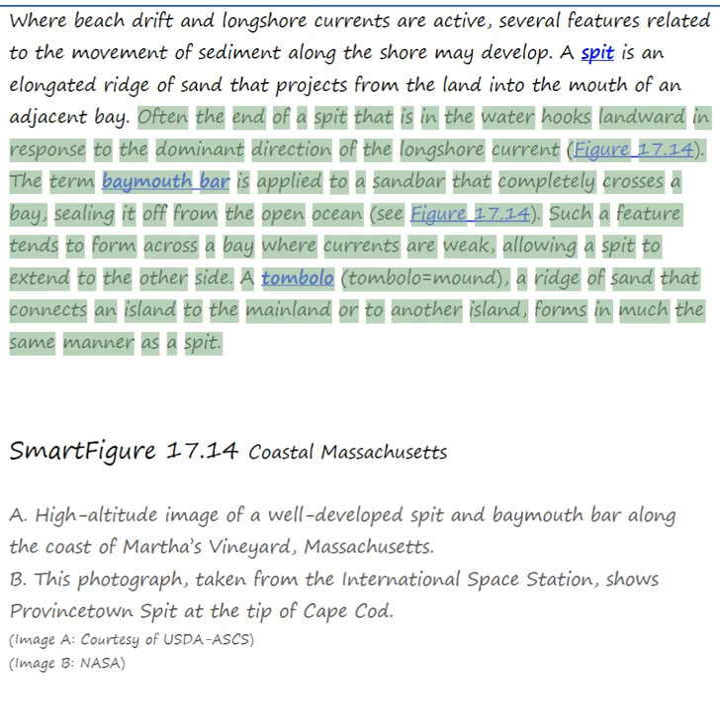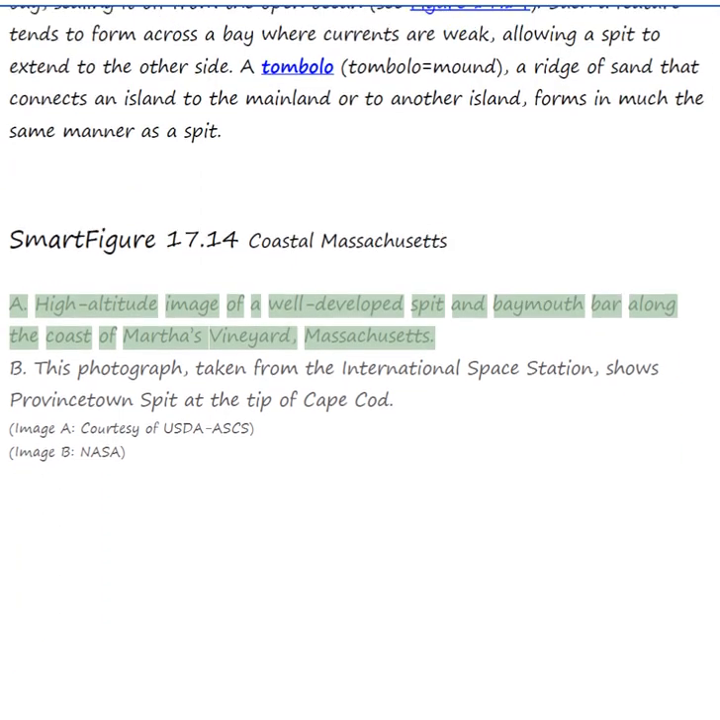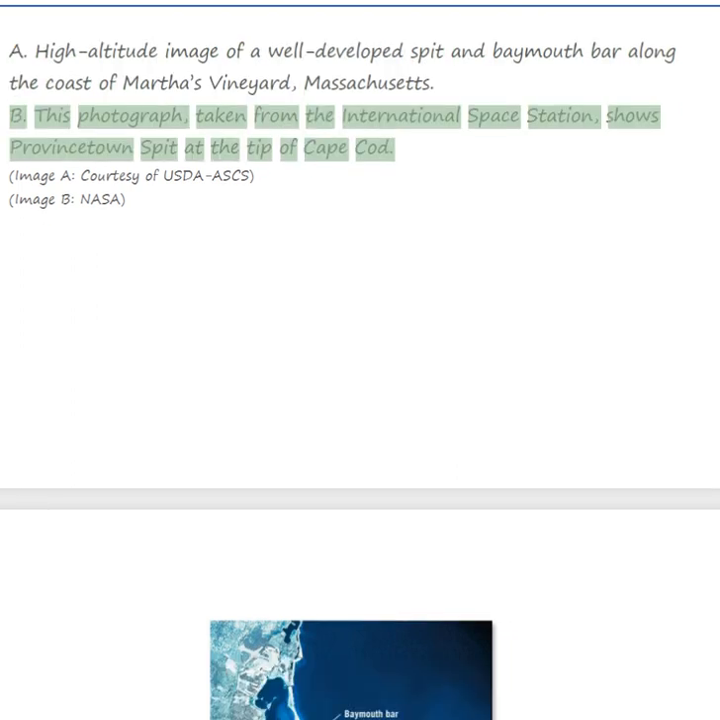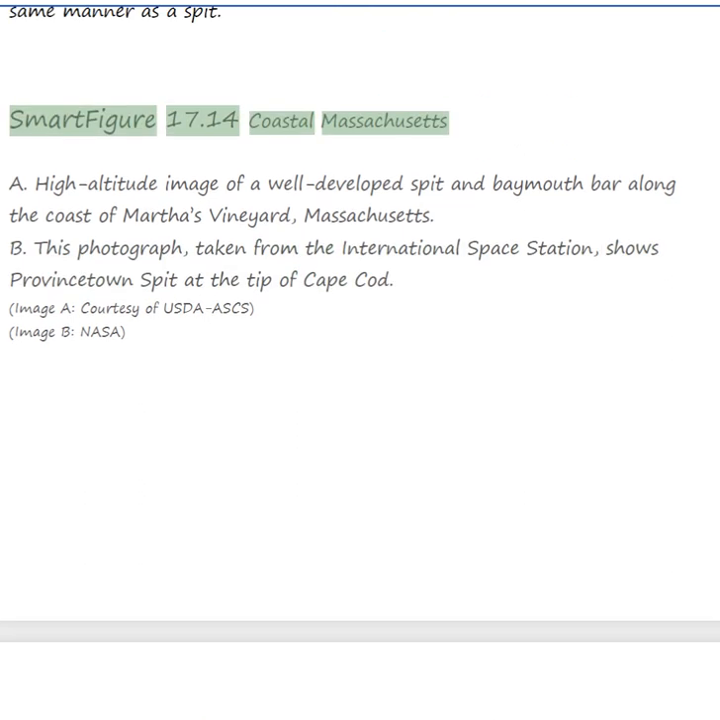A tombolo, a ridge of sand that connects an island to the mainland or to another island, forms in much the same manner as a spit. A. A high-altitude image of a well-developed spit and baymouth bar along the coast of Martha's Vineyard, Massachusetts. B. This photograph, taken from the International Space Station, shows Provincetown Spit at the tip of Cape Cod. SmartFigure 17.14 Coastal Massachusetts.